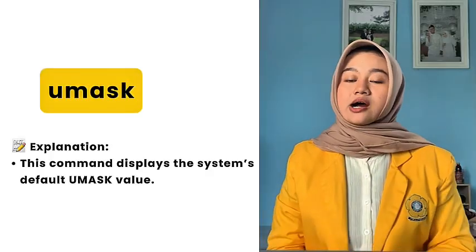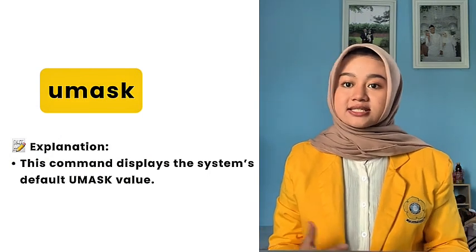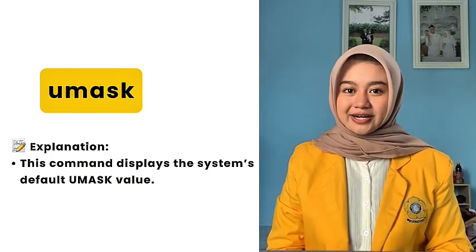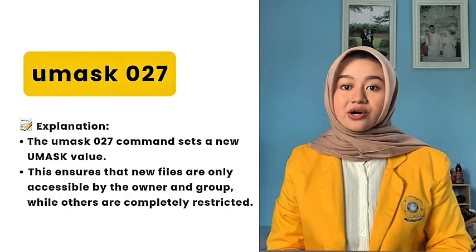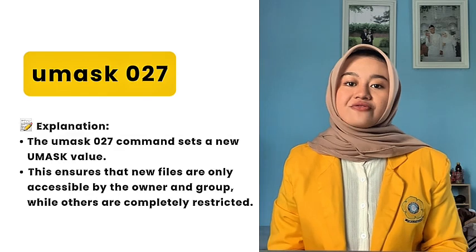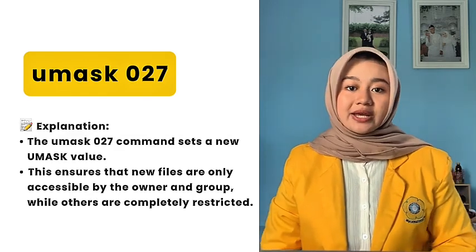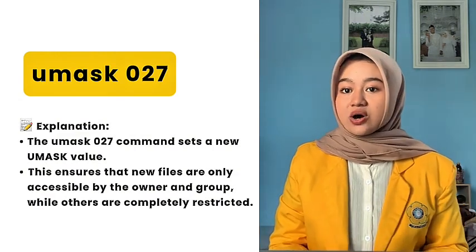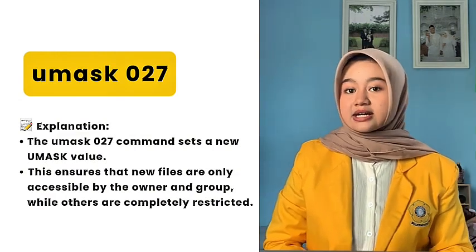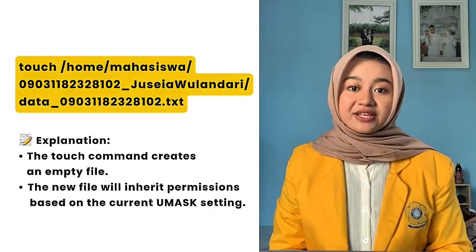First, we check the current UMASK setting. This value determines the default permission assigned to new files and directories. And then we modify the UMASK value to 027, meaning new files created will have more restrictive permission: read and write for the owner, read for the group, and no access for others. Then we use the touch command to create an empty file.